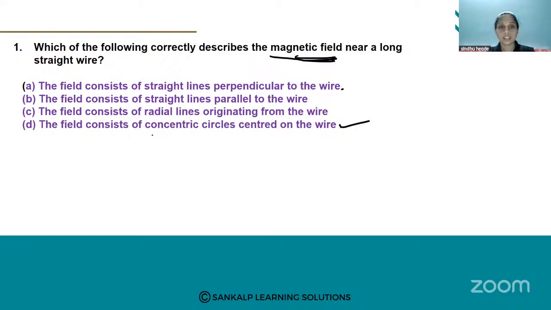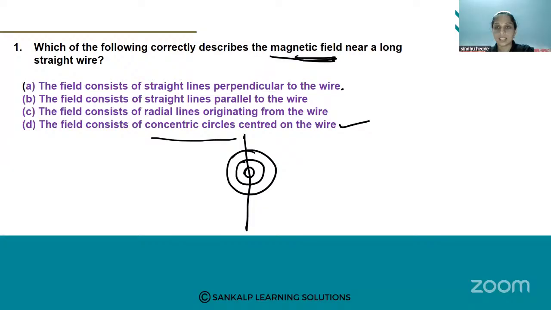We know that when the current flows through a straight long conductor, the magnetic field line formation is concentric circles. We studied this, it forms concentric circles in straight conductors. So D option is correct.